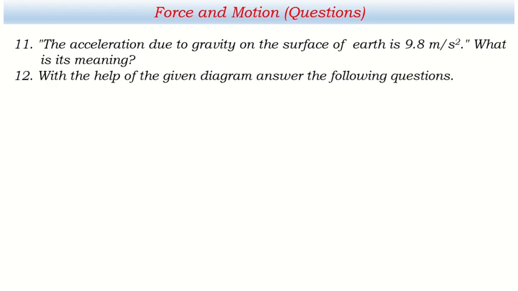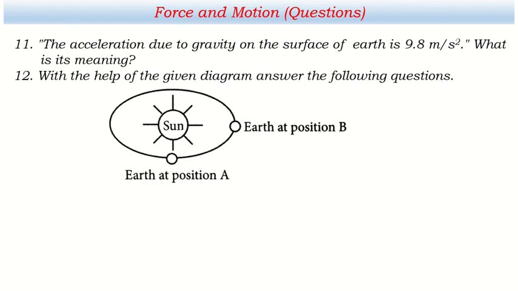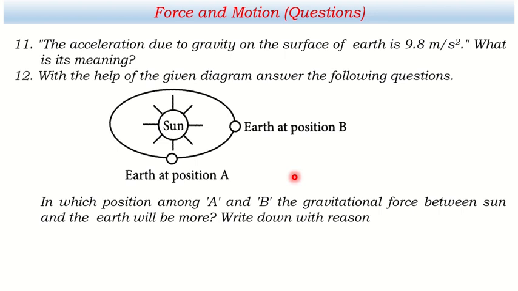Okay, now next, with the help of the given diagram, answer the following question, and this is the diagram. Earth is revolving around the sun, but two positions are highlighted, A and B. Position A is near the sun, and position B is a little away from the sun. The question is, in which position among A and B will the gravitational force between the sun and the earth be more? Write down with reason. I want to give you a clue. In position A the gravitational force will be more, but find the reason.